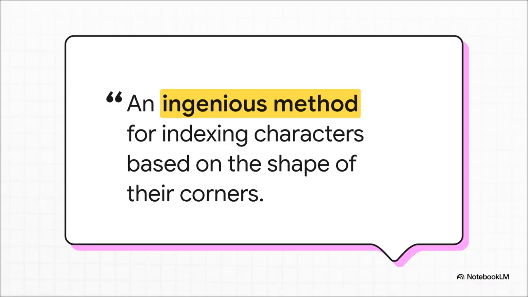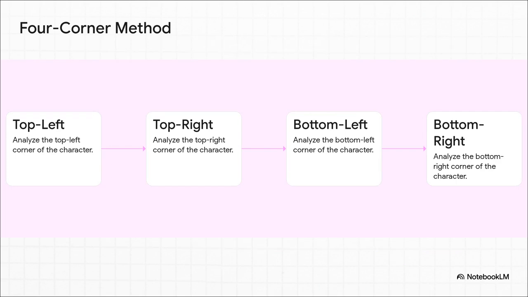And that genius solution was called the four-corner method. This thing was developed way back in the 1920s, and it was a brilliant answer to a massive problem. Basically, a data organization problem, long before we had a digital age. What it does is it provides a method for turning a complex visual shape into a simple number that you can actually sort.